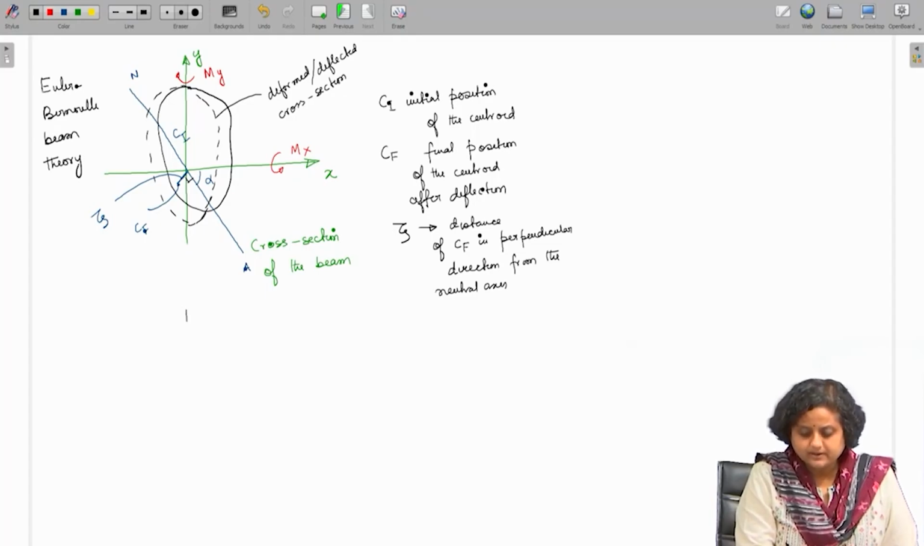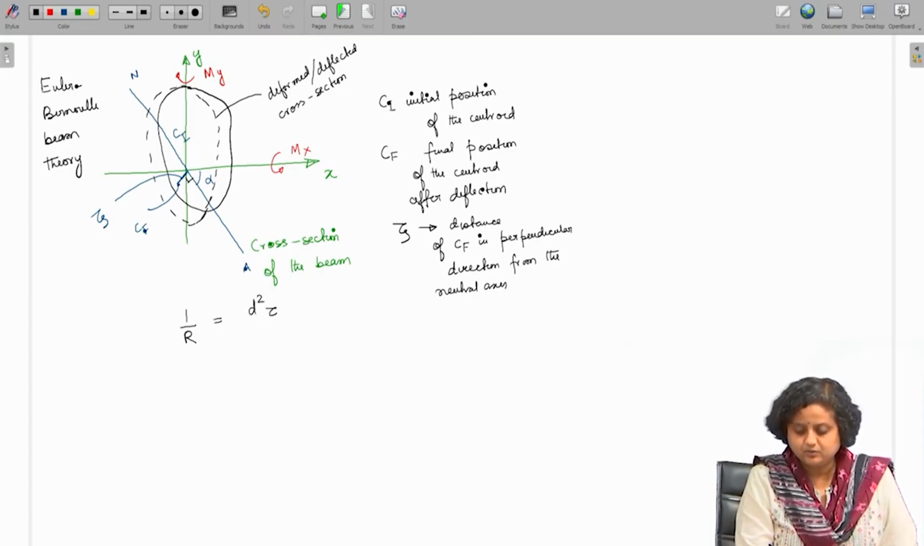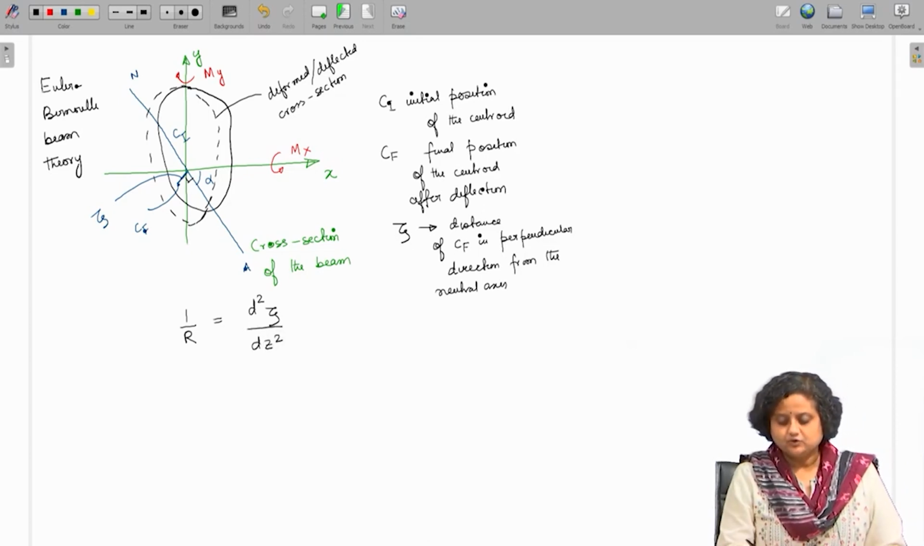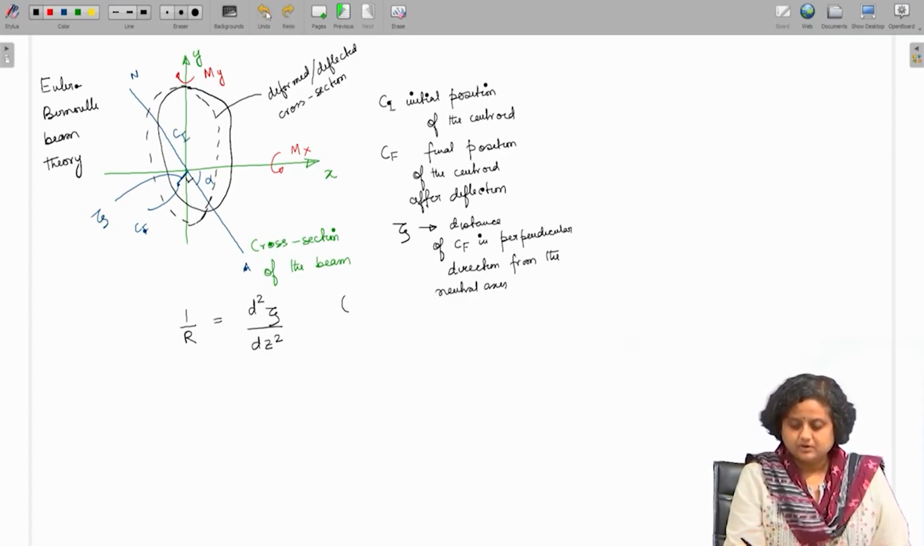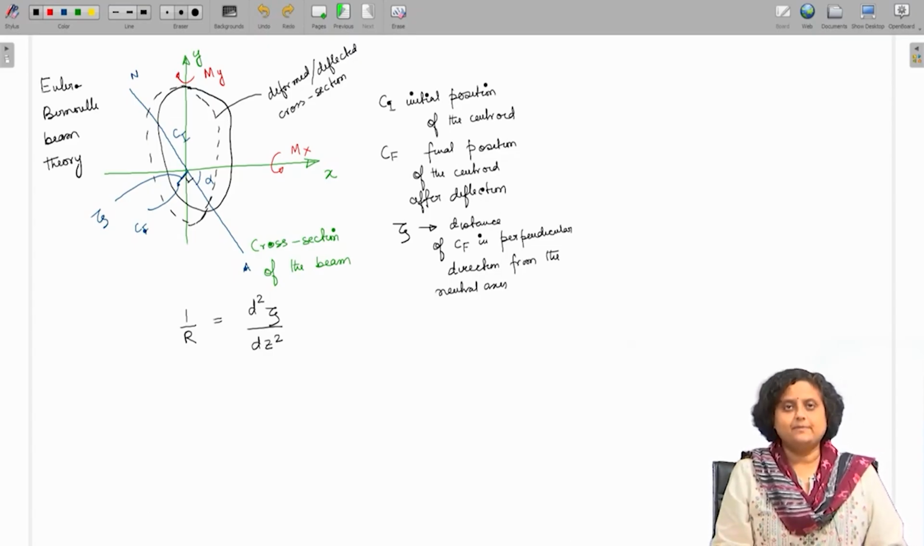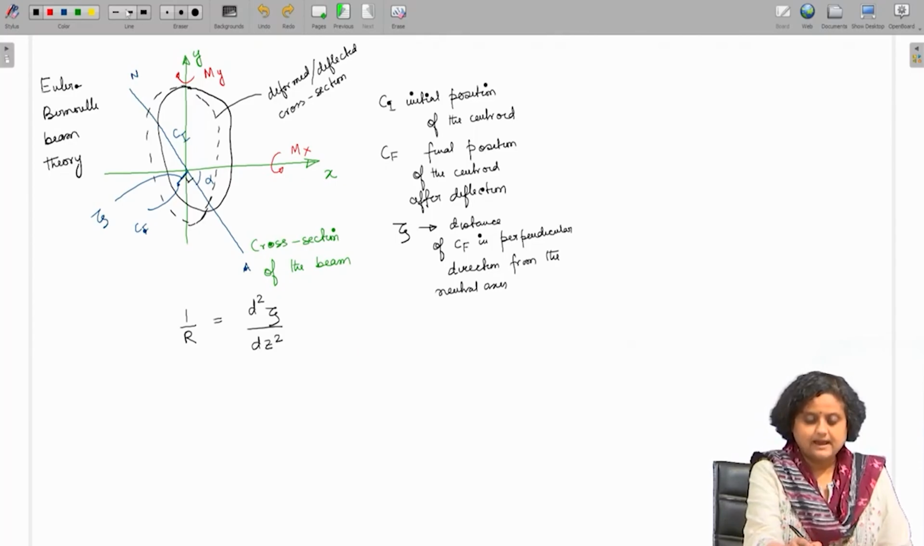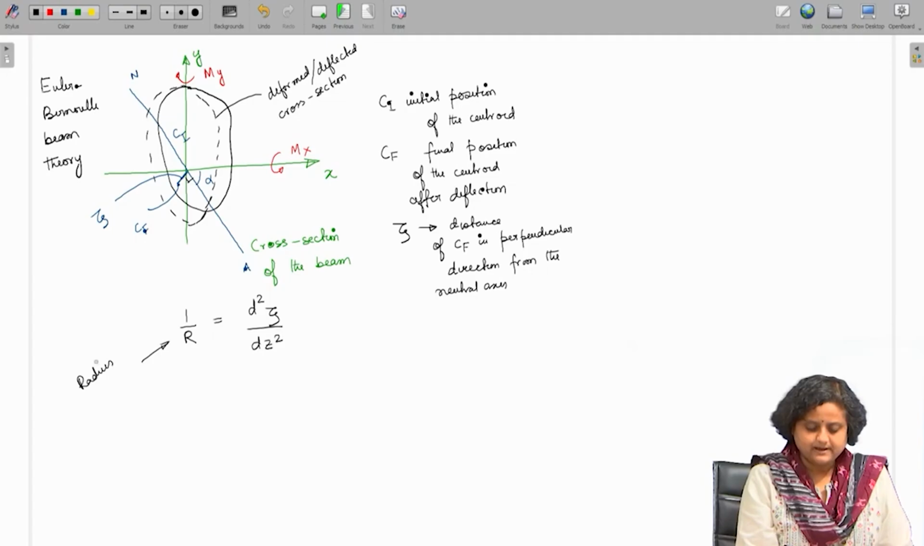Then, from Euler-Bernoulli beam theory, I can say that 1 by the radius of curvature can be written as d2z by dz square. Here z is the perpendicular distance from the neutral axis and r is the radius of curvature. So, this is given by the Euler-Bernoulli beam theory.